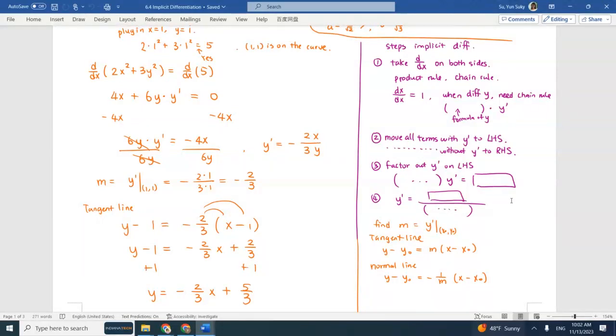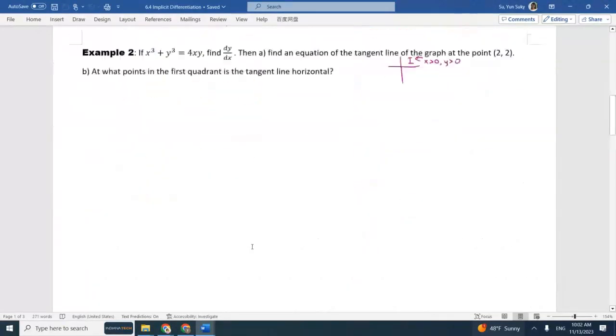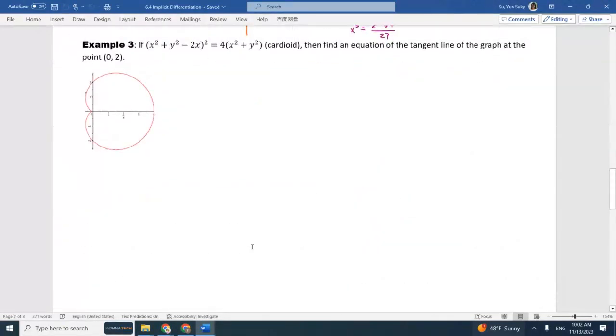Okay, so this is a function of x and y. So you put in that point and you can find the slope, and then you can use the point slope form to write out the tangent line, and your normal line slope is the negative reciprocal. Okay, everybody? So let's do 2 more examples of this session.